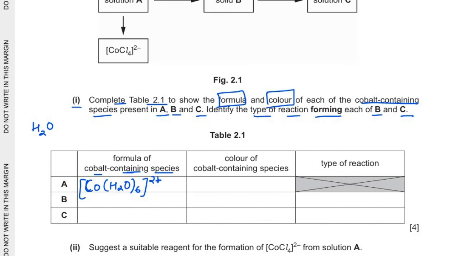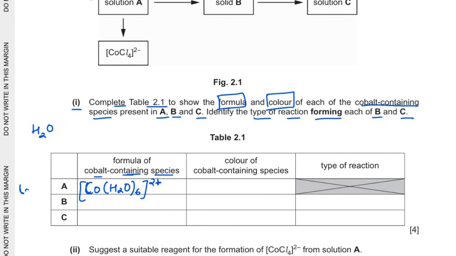Now as we have dissolved that in water, this is the hydrated form of cobalt sulfate. So if it is a hydrated form, the color of the hydrated cobalt is pink.